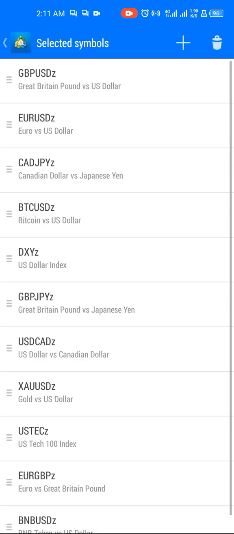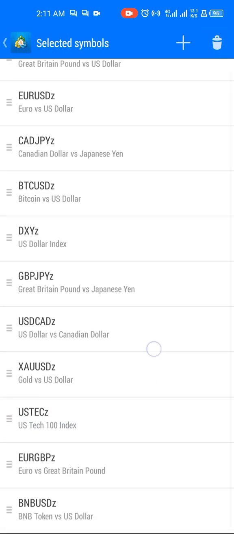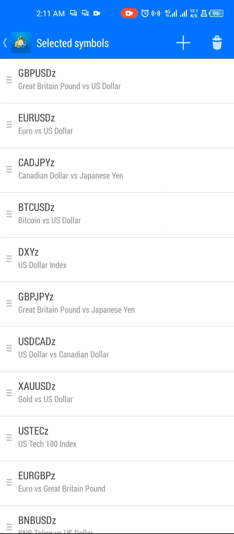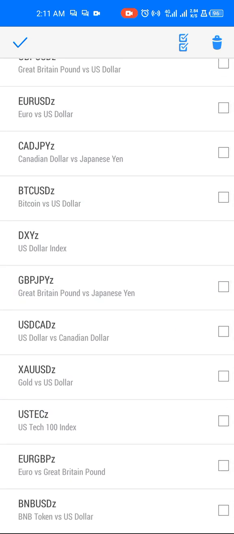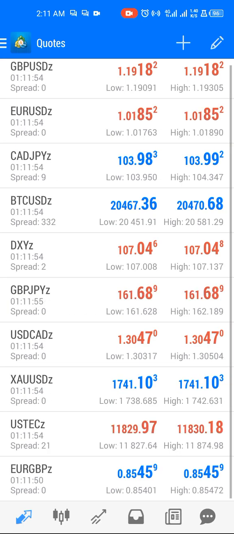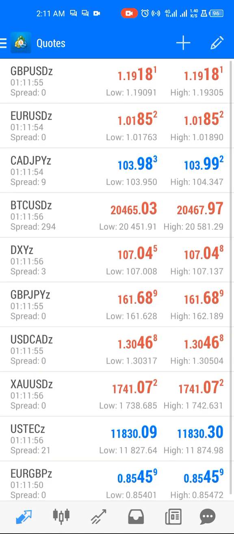Okay, while if I click edit, here I would see all the currency pairs that are currently on my quote screen. All right, so I can choose to delete them by selecting this delete icon on top. Then I select the one that I don't want to see anymore. All right, and once I select the ones I don't want to have on my screen again, I just press delete and they'll be gone. As you can see, the BNB is no longer there.